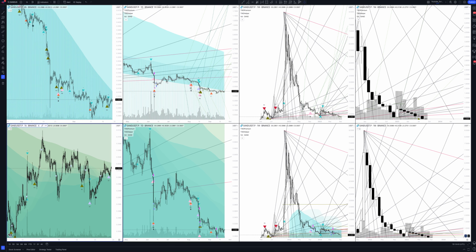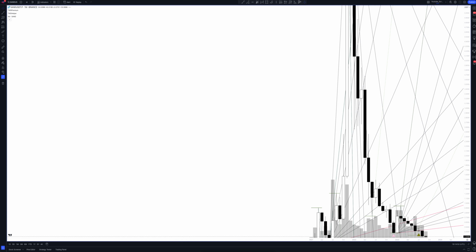Today we will take a look at the Sandbox cryptocurrency. Let's analyze the market situation and find out how you can make money on it. Let's start. We always start our analysis from the global market.